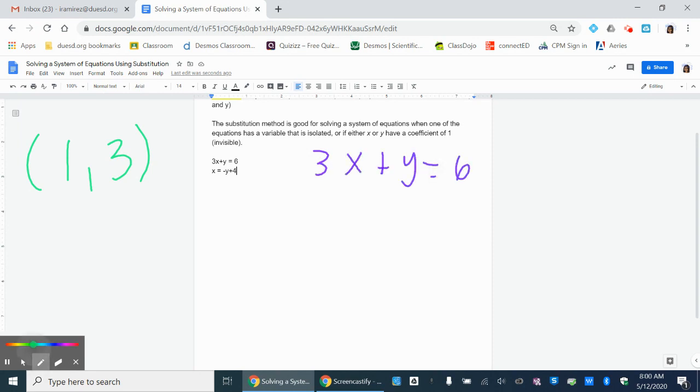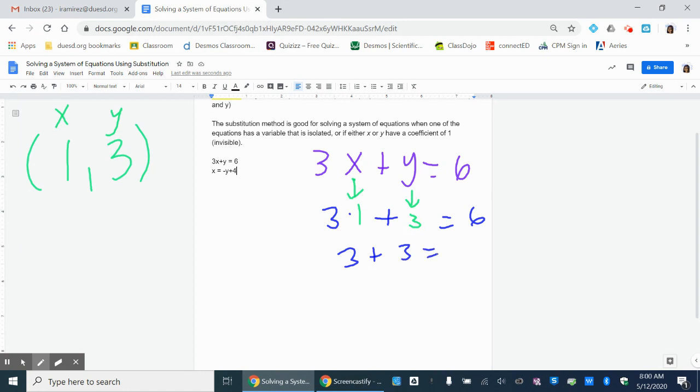And I'm going to actually replace x and y with these numbers. So for x, I'm going to replace it with 1. And then for y, I'm going to replace it with 3. Now, you guys have to remember that this means 3 times x, so that actually means 3 times 1, and then plus the y, which is 3, will equal 6. And what I'm doing right now is I'm just checking my answer to make sure that it does balance out both equations. So 3 times 1 is 3, and then 3 plus 3 is obviously equal to 6. So it does balance out the first equation.